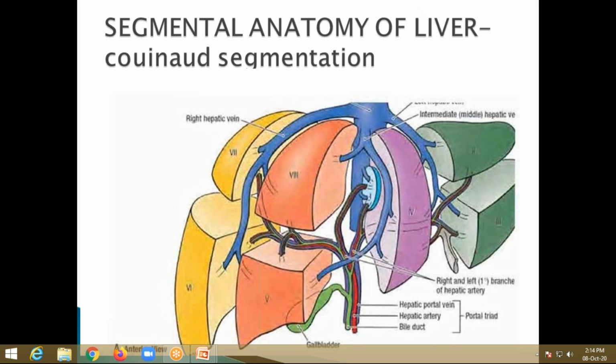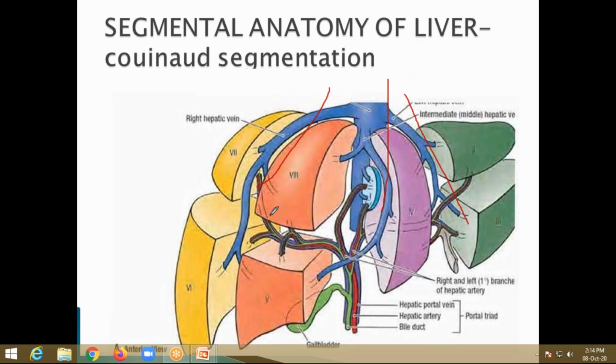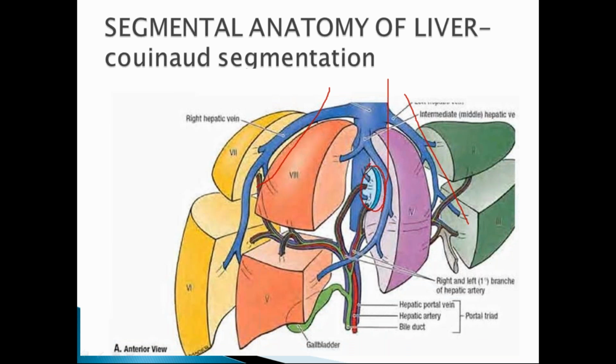I'll show you the lines. 1 line, 2 line, 3 lines. These 3 Cantlie lines divide the liver into 8 parts. Total 8. Segment 1 is separate. The other parts drain directly into the hepatic veins and then the IVC, but segment 1 will not join the right or left. It will directly drain into the IVC.